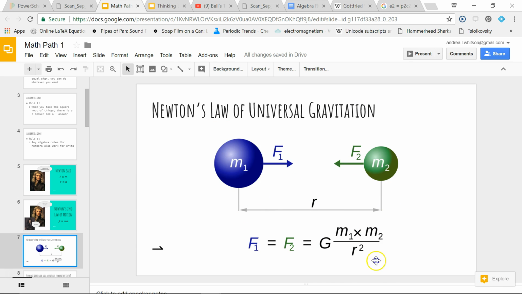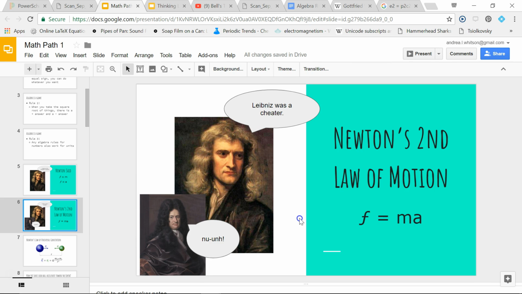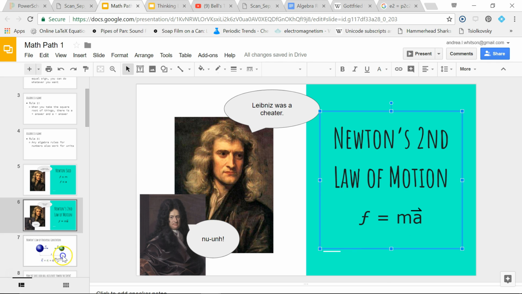The problem when you look at it this particular way is it says F1 is equal to F2, and yet you look at these and they are pointed directly at each other, right? So they're pointed in the opposite direction. And this little symbol is the symbol for a vector. So really up here, I should say the force is equal to mass times acceleration, because acceleration is a vector.